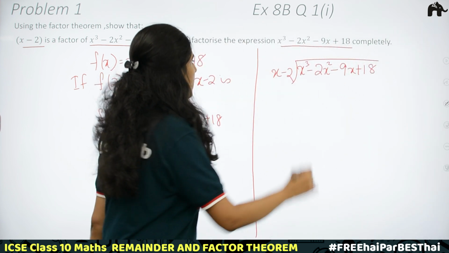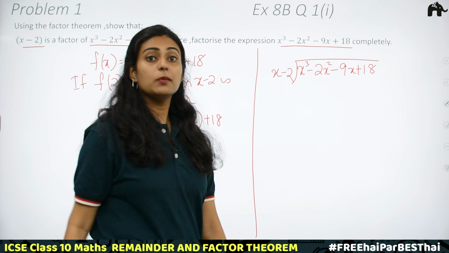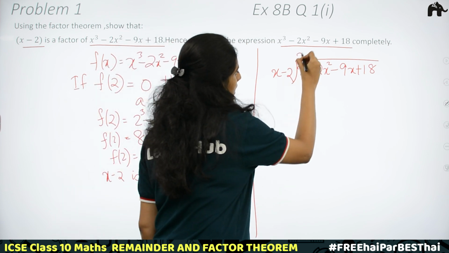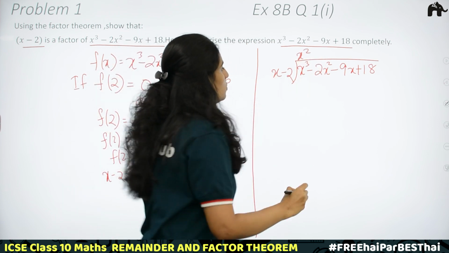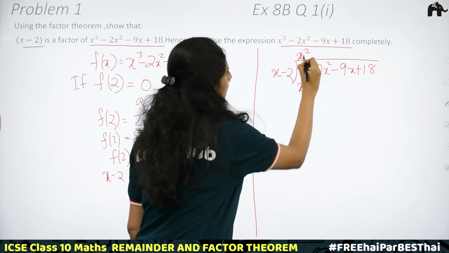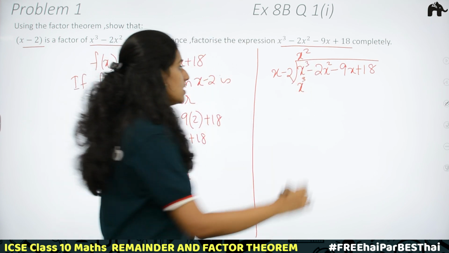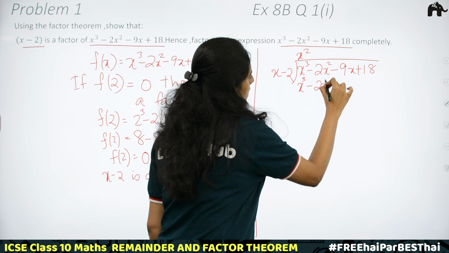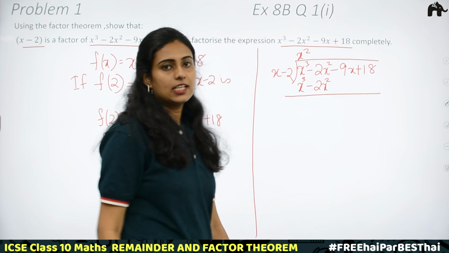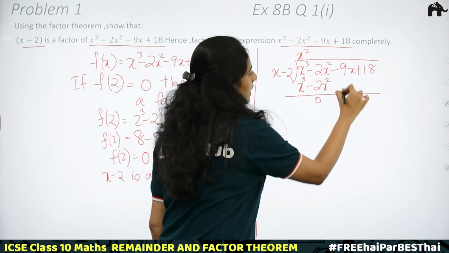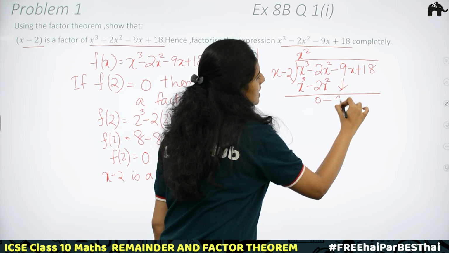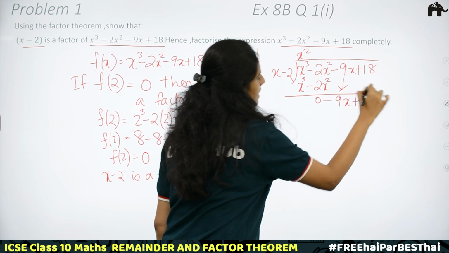Okay. What do we get? To get x cube, x should be multiplied with x square. X square into x is x cube. X square into minus 2 is minus 2x square. Minus 2x square. On subtracting this, here we'll be getting 0. Taking this down, minus 9x plus 18.